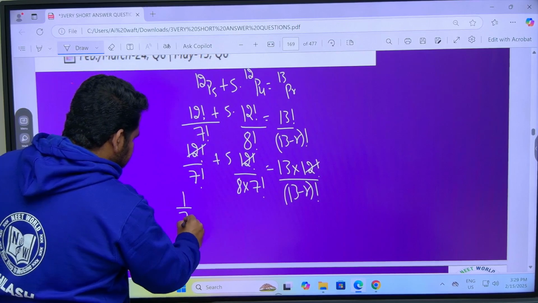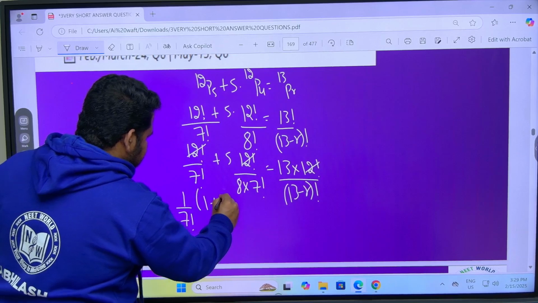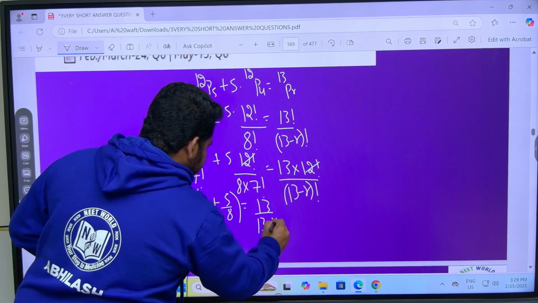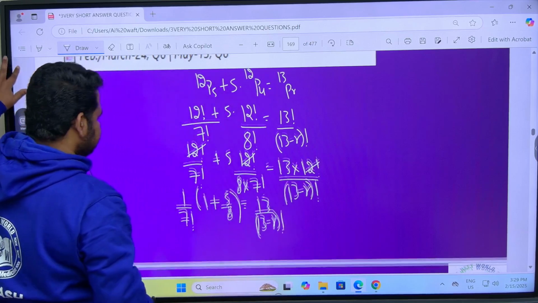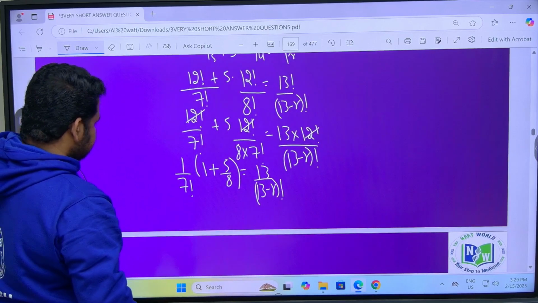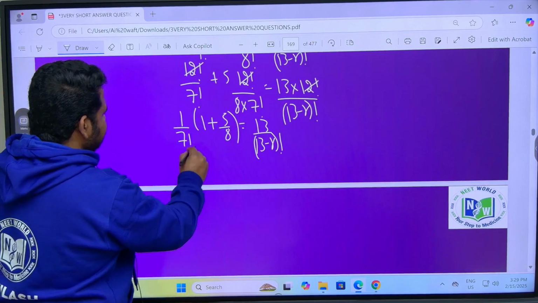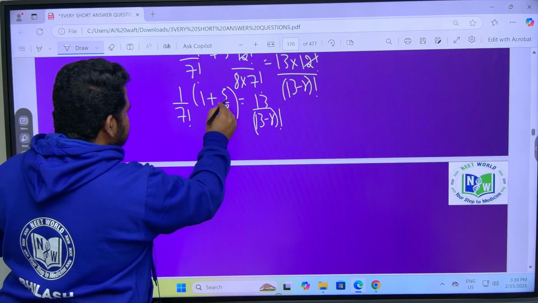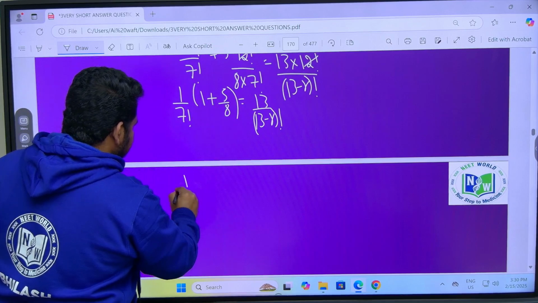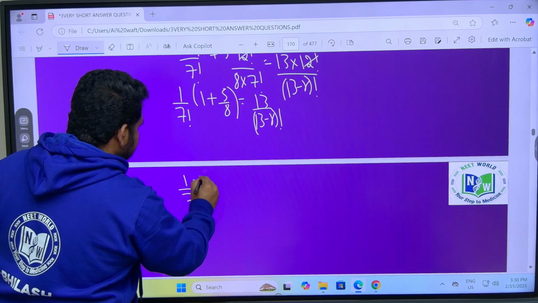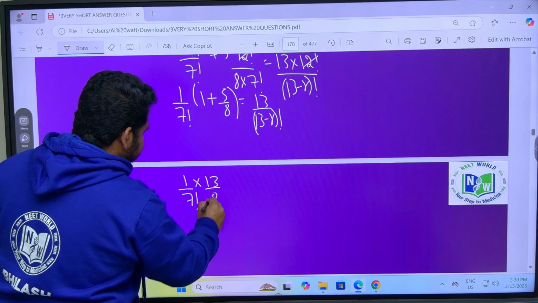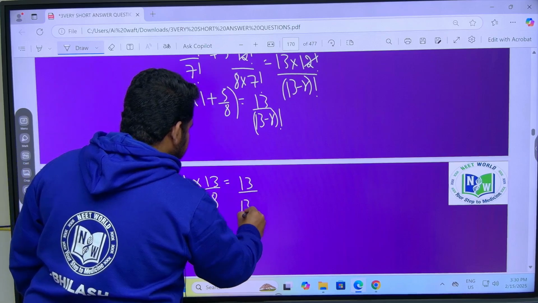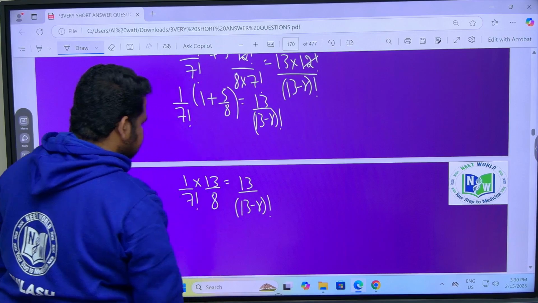So 1 by 7 factorial into 1 plus 5 by 8 into 13 by 13 minus r factorial. So what can I do here, friends? I can do 1 by 7 factorial into this one. So I will get 8 plus 5, 13, if I take the LCM. So 1 by 7 factorial into 13 by 8 is equal to 13 by 13 minus r factorial.